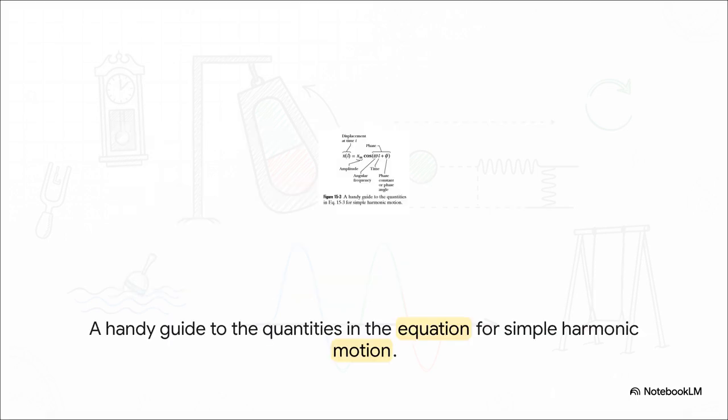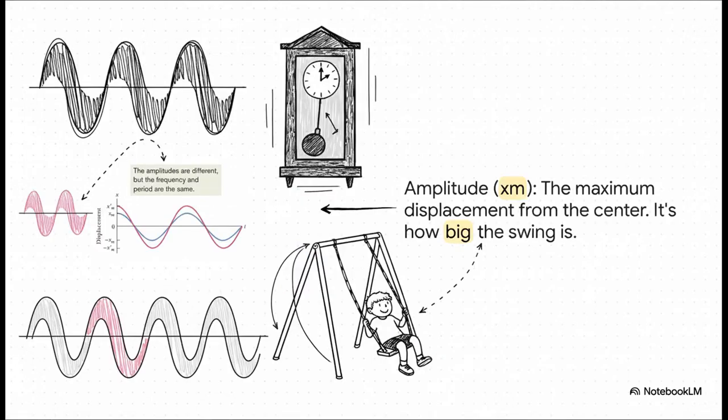And just like any good story, to understand the plot, you gotta know the characters. So let's break this thing down piece by piece and see what role each part plays in this drama of motion. First up is amplitude, that X. This is basically how big the swing is. How far does our little block dare to travel from its comfy home in the middle? Notice how the two waves here have different heights. That's different amplitudes. But check it out, they still finish their back and forth in the exact same amount of time.